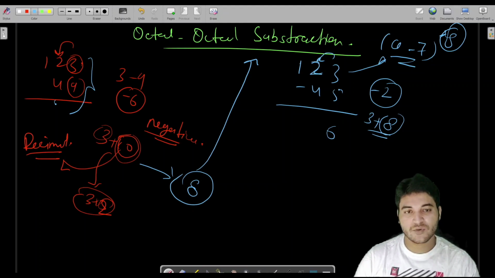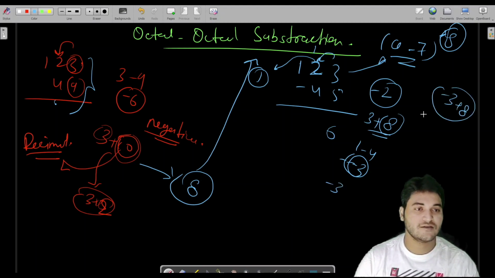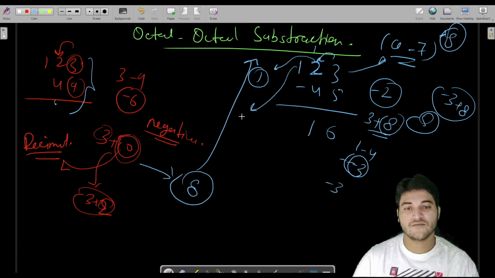Now we have already taken one borrow from here. That means it has become 1 here, because we have already picked up 1 from here. So 1 minus 4, this 1 and 4. 1 minus 4 is minus 3. So again we are in the negative. If we are in the negative, then we have to take one borrow from here. That means we would add 8 again. So minus 3 plus 8 is 5. So 5 minus 4 is 1. And here we have already taken one borrow from here.